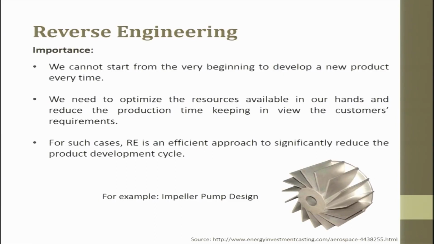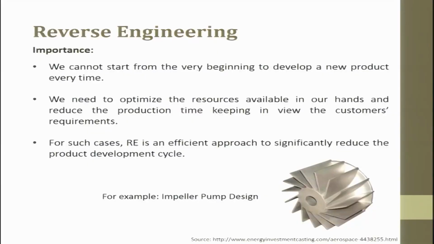We split it into several modules, and each module will have a library function. We pull out the library function, so we get all the related data for the product. So, this will try to reduce the product life cycle time, and this will accelerate rapid manufacturing. Every time we cannot start from the very beginning to develop a new product. So, we need to optimize the resources available in our hand and reduce the production time, keeping in view the customer's requirement.